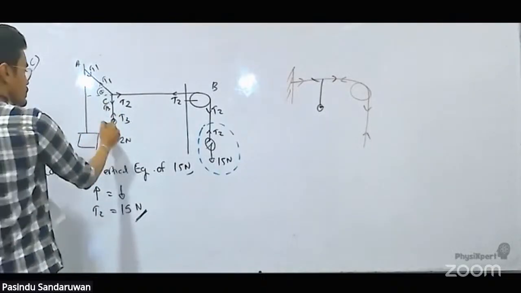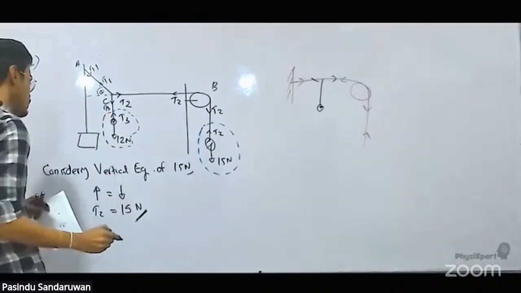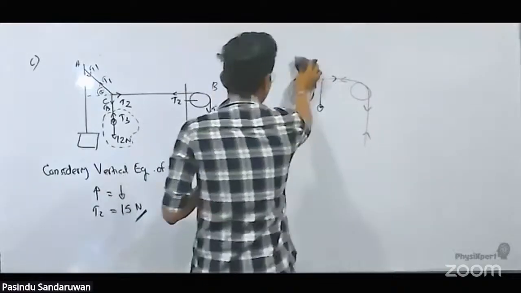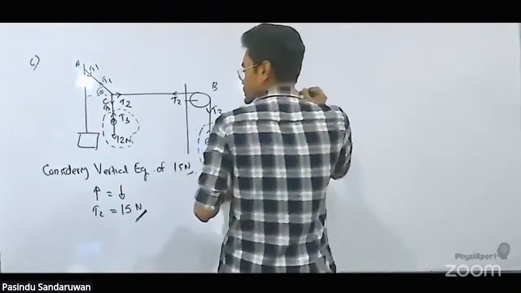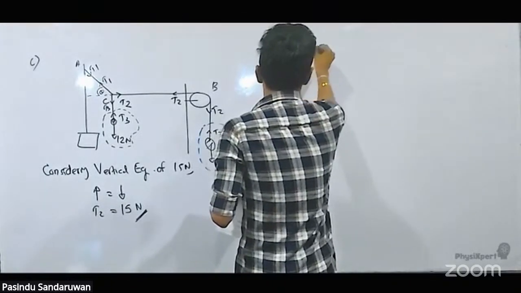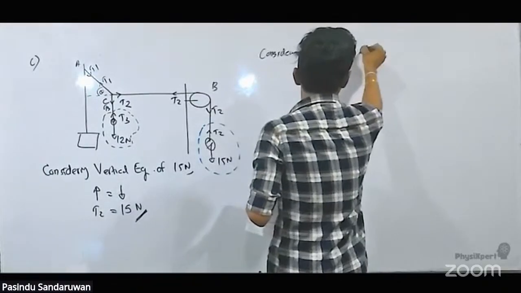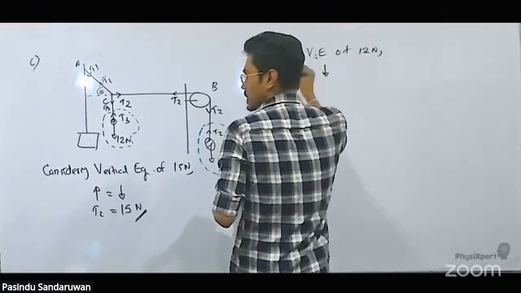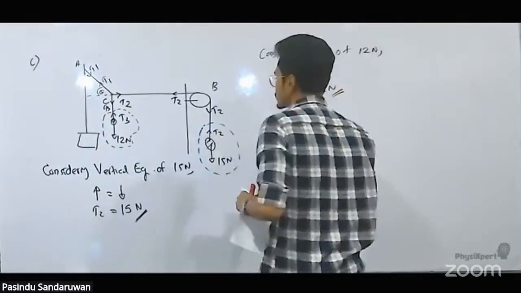Then from here, the same thing for this mass. Considering vertical equilibrium of 12 newtons, vertically upward forces equal vertically downward forces. Vertically upwards, that is only T3. Downwards, 12 newtons. So T3 is also known.